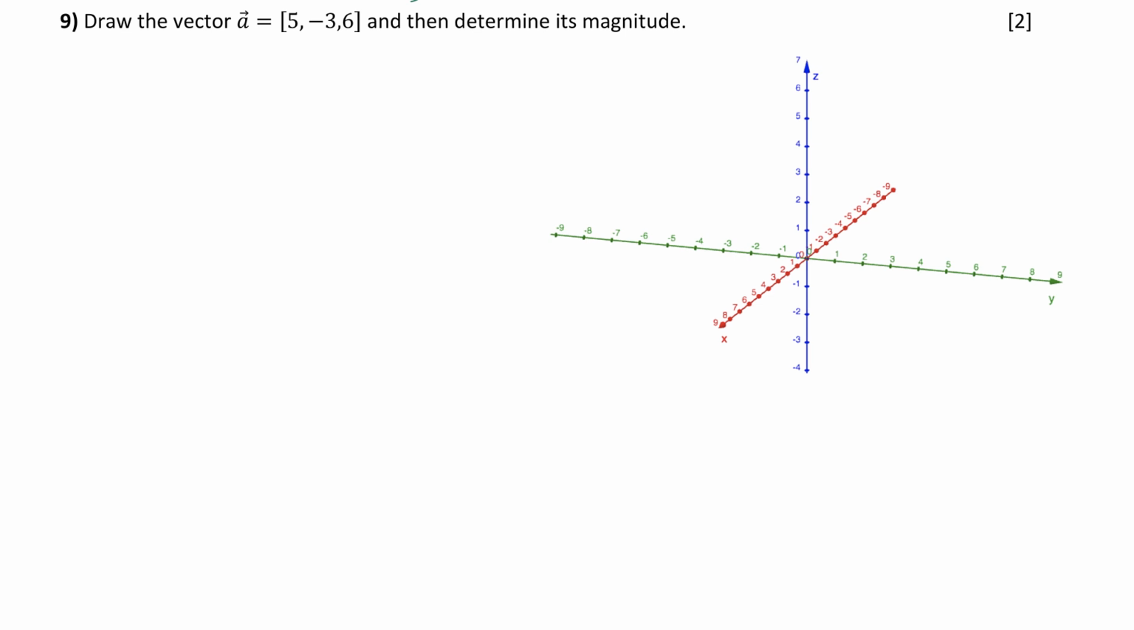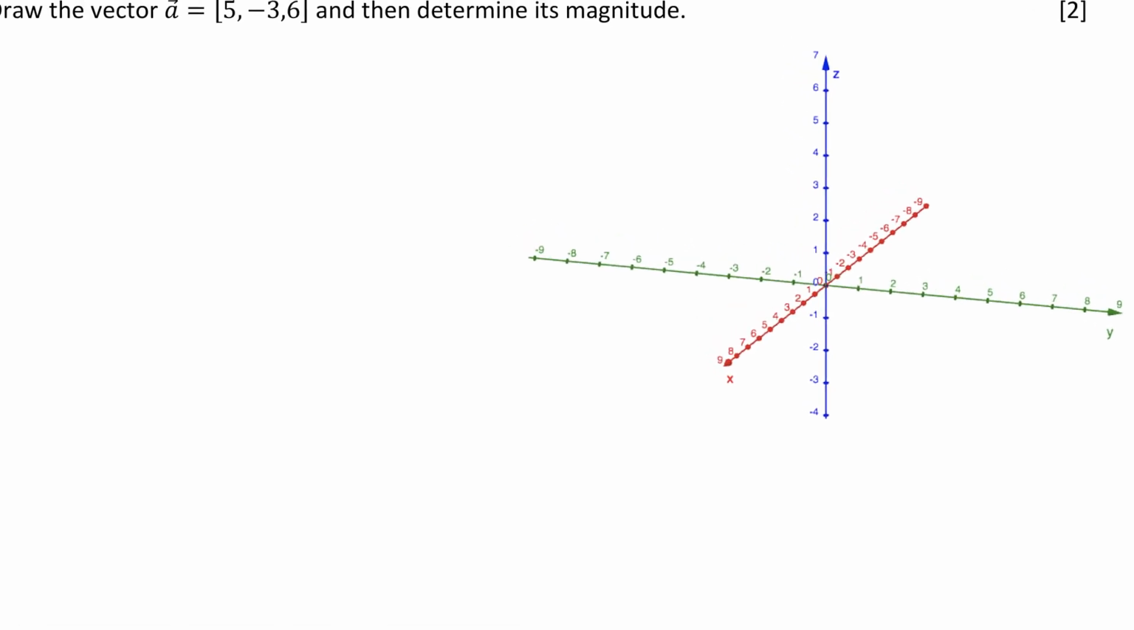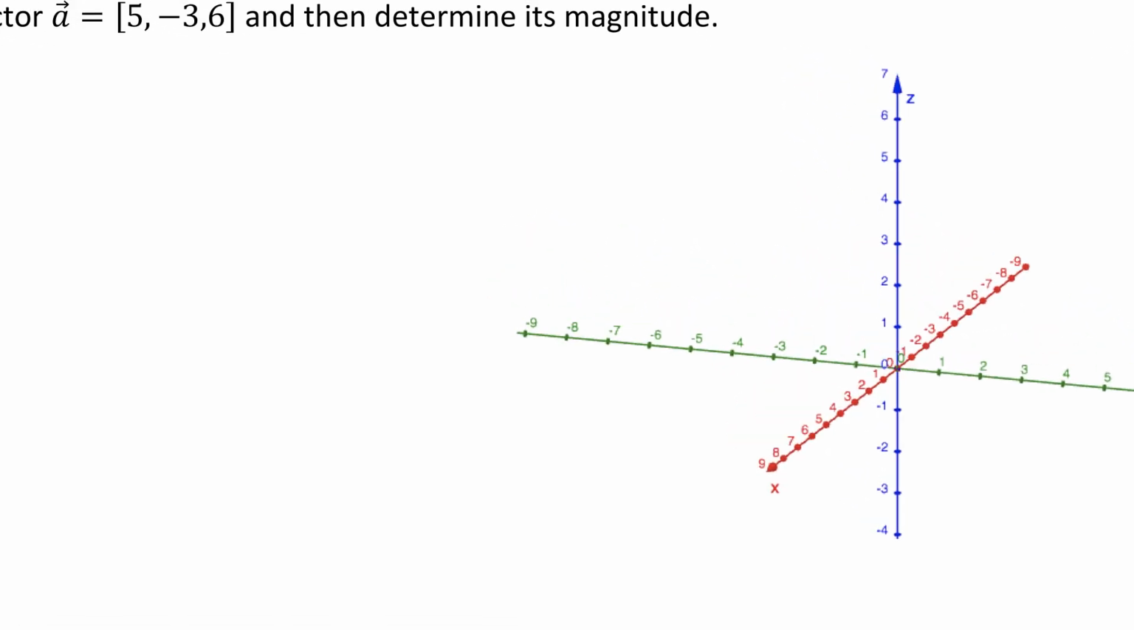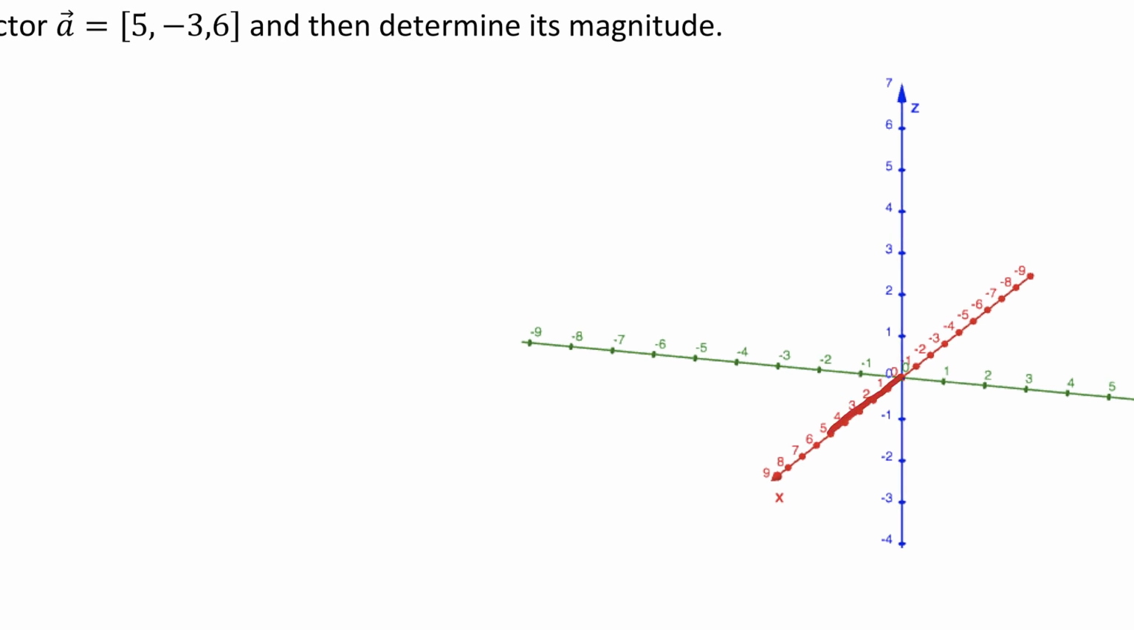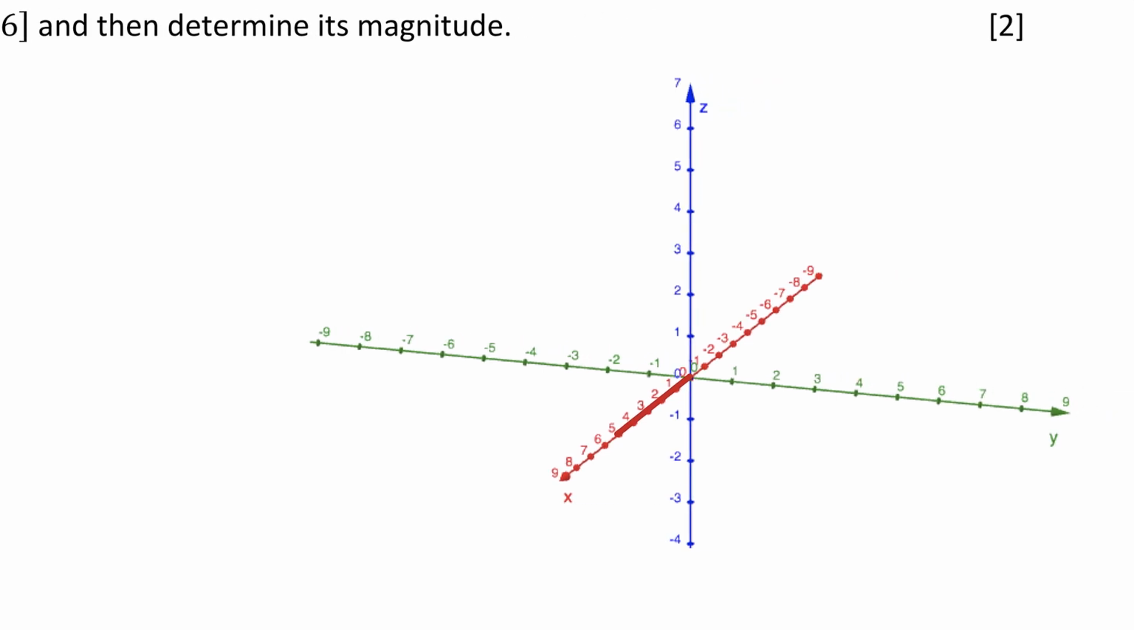So question 9 wants me to draw this three-dimensional vector and then determine its magnitude. It's the vector 5, negative 3, 6. So I need to move 5 in the positive x direction. And then after moving 5 in the positive x direction, I need to move 3 in the negative y direction. The green one is the y-axis. So I need to move 3 in the negative y direction, to where I left off after I moved 5 in the positive x direction.